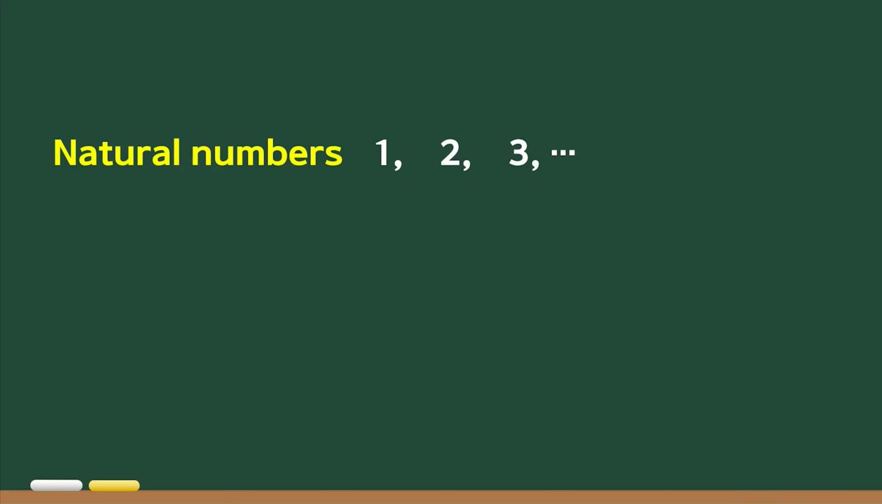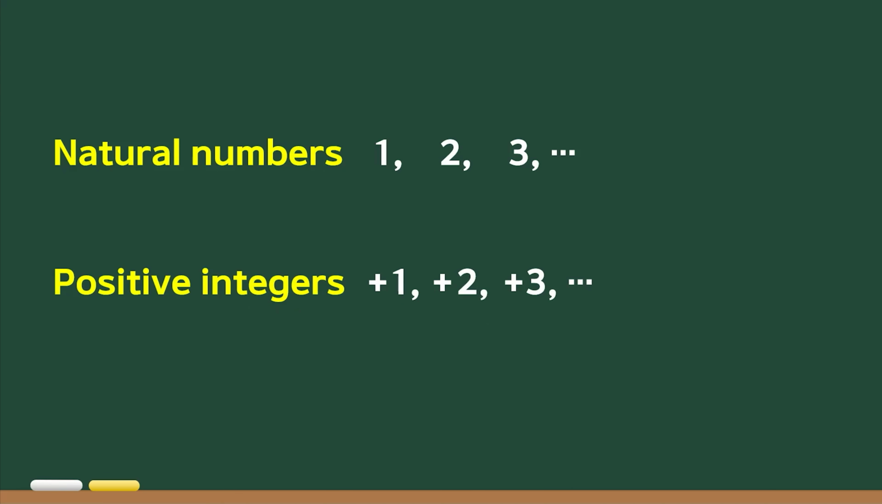Let's begin with natural numbers. They are 1, 2, 3, and so on. If we attach a positive sign, we get positive integers, plus 1, plus 2, plus 3, and so on. But in math, the positive sign is usually omitted. So, positive integers are usually written simply as 1, 2, 3, and so on. In this lesson, we use the convention that natural numbers start at 1. So, natural numbers and positive integers match.